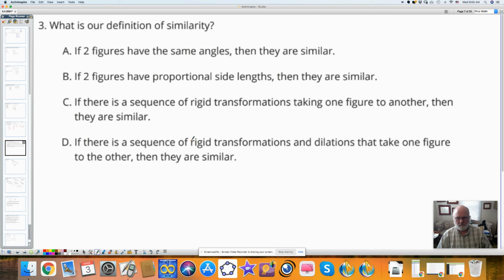Definition of similarity. It's true that the angles have to be congruent, but this is not the definition. And it's true that the sides must be proportional, but this is not the definition either. What's wrong with this one? If there's a sequence of rigid transformations taking one figure to another, then they are similar. No, that would be a definition of congruence. For similarity, it has to be rigid transformations and dilations. Dilation is when it's getting larger or smaller.